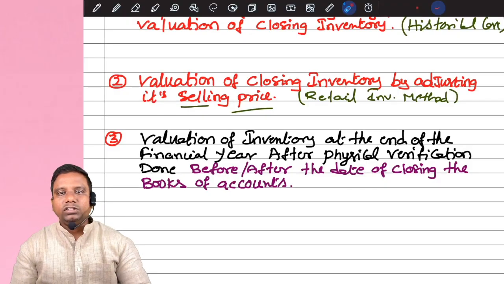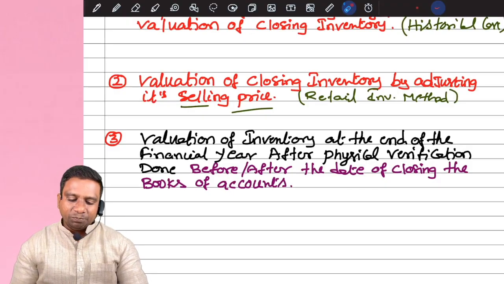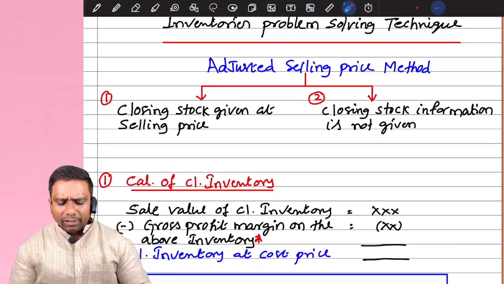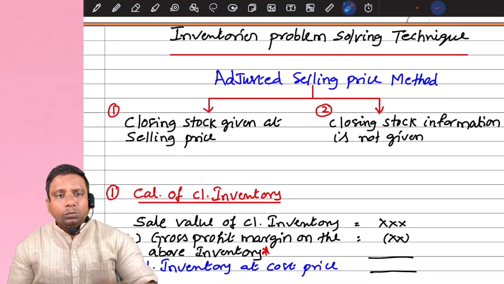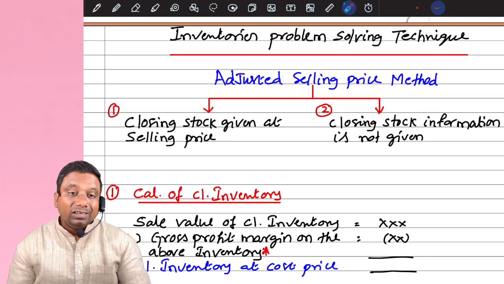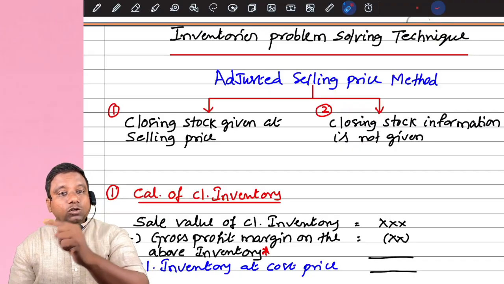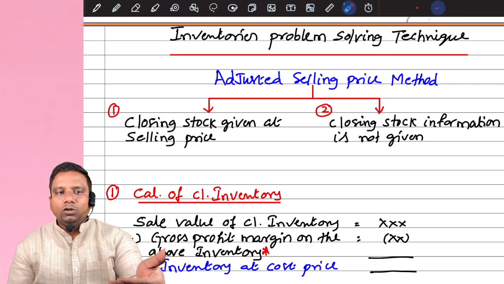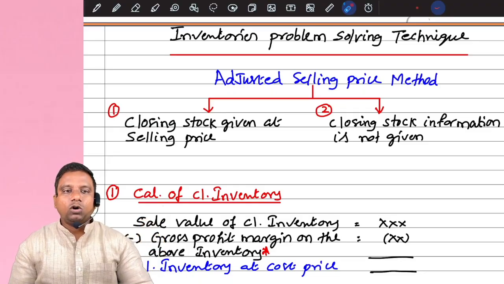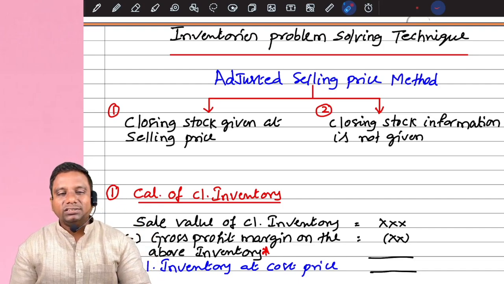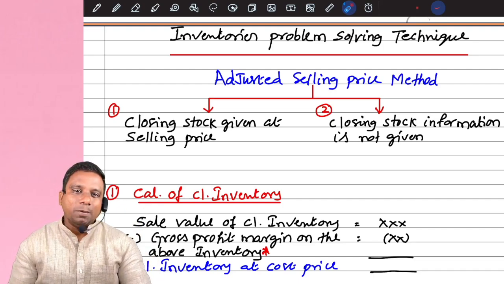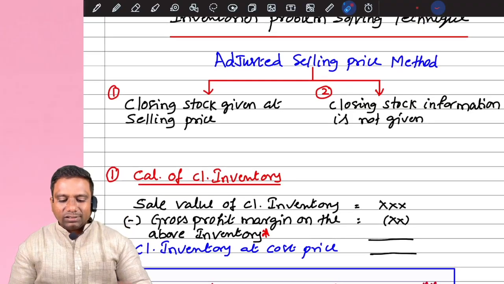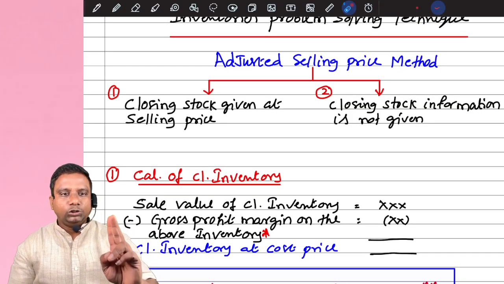First we discuss valuation of closing inventory by adjusting its selling price. Where it is not possible to value the closing inventory at its cost price, then we use this technique. Remember, if it is possible to value the inventory at its cost price, we follow historical cost methods. If it is not possible to value the inventory at its original cost price, then we follow the adjusted selling price method. In case of adjusted selling price method, there are two situations.